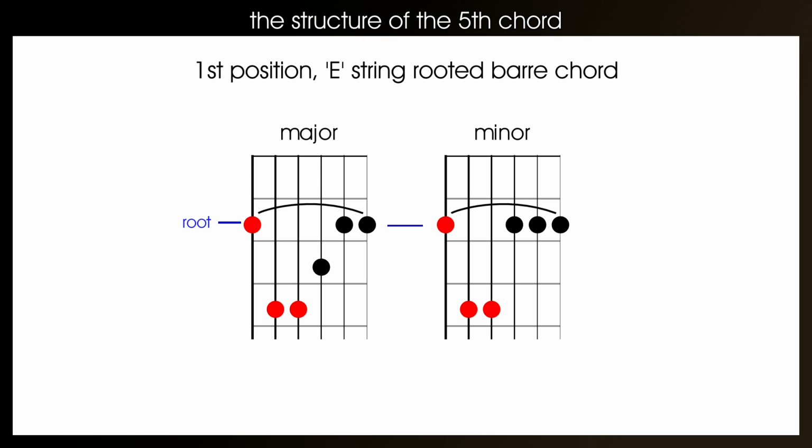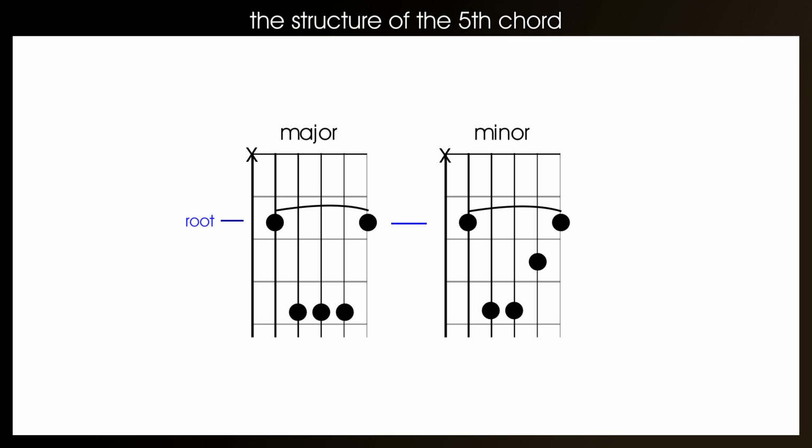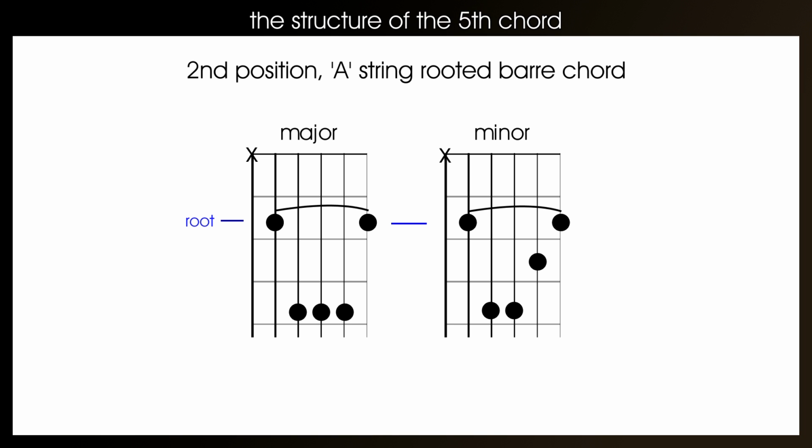And to confirm this and show it's not a fluke, here's a second position or A string rooted bar chord shape. And you can see the only difference between the major shape and the minor shape is the note on the B string. And that note on the B string is the third note of the scale. And in just the same way as we did with the first position bar chord, when you play the fifth chord, you don't actually play that B string or the top E string. So the minor fifth chord and the major fifth chord are both identical. So there's no such thing as a minor or major fifth. It's just a fifth chord.